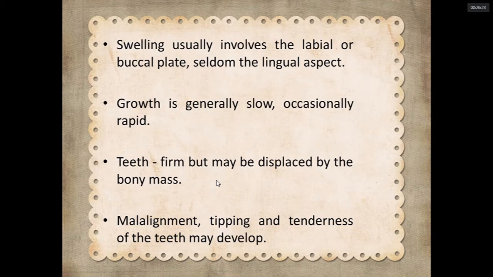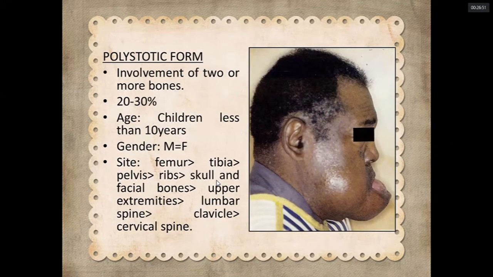Okay, so usually there is swelling of the labial or the buccal plate and sometimes the lingual aspect as well. The growth of the bone is generally slow and occasionally rapid. Teeth may be firm, but may be displaced by the bony mass. Malalignment, tipping, and tenderness of the teeth may develop. That was about the monostotic form of fibrous dysplasia.